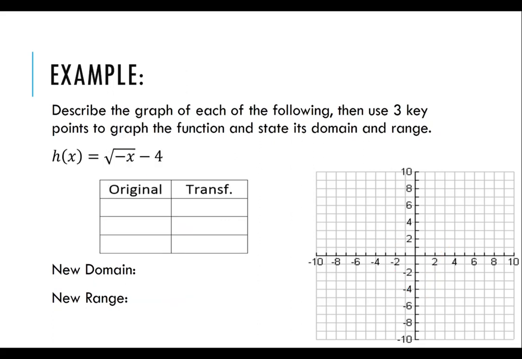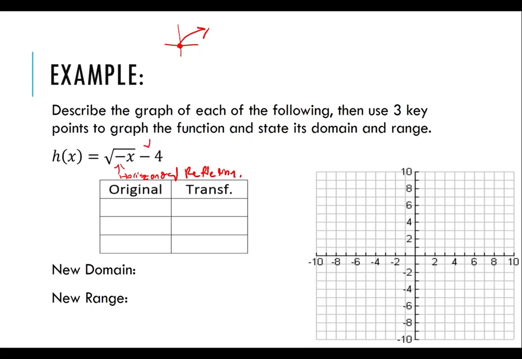Let's try it again. We want to describe the graph of the following, and then we're going to use 3 points to graph the function and state its domain and range. So first things first, remember what the square root function looks like. Well, the square root function unchanged looks like this. Well, then let's discuss what changes actually occur. Well, 2 occur. That negative is a horizontal reflection. That is, it's going to turn the entire graph sideways.